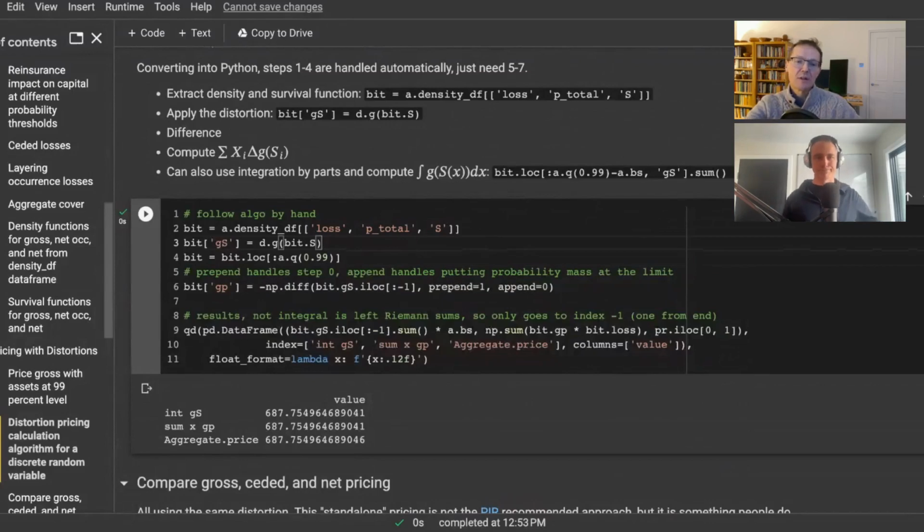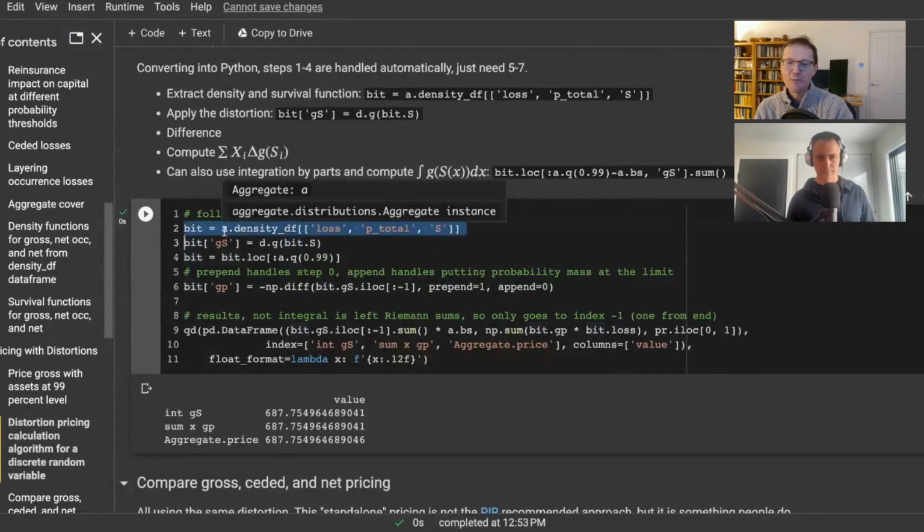Awesome. This little block of code just does what that algorithm says in pure Python by hand. Row 2 just extracts from density_df the loss, the p_total, and the S. S is your survival function. That's already computed, so we don't need to do that again. Row 3 just applies the g function to S, so that's computing g of S. What is bit.s? I use bit as a variable when I take a bit out of a data frame.